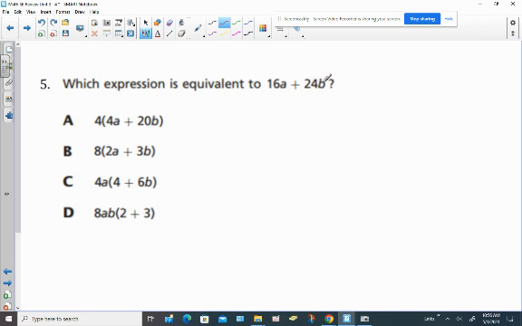Which expression is equivalent to 16a plus 24b? Now, the first thing I want to point out to you is that this is in simplest form, because sometimes they give you ones where you could actually combine like terms and come up with a simplified version, but this is in simplest form. So that means that what's our option?